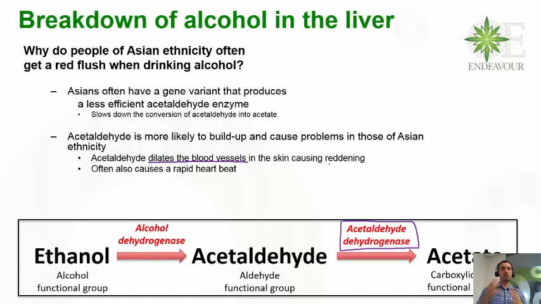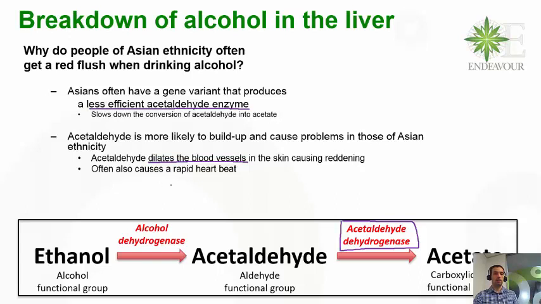This is often pronounced around the face, so this has got a bit of a nickname of being the Asian flush. Although some Caucasians and other people can get it as well, it's most common in people of Asian ethnicity. And it all comes back to the fact that these individuals will have an enzyme that essentially is less efficient and therefore not as good at facilitating the chemical reaction.